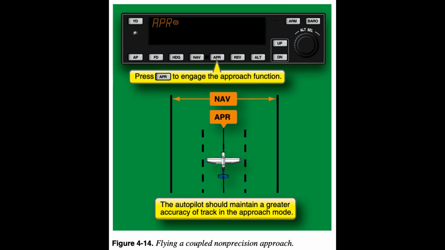Coupled approaches. The approach function is similar to the navigation mode, but flies the selected course with the higher degree of precision necessary for instrument approaches and allows glide slope tracking in the vertical dimension. Most autopilots feature a separate button that allows you to engage the approach function, as shown in Figure 4.14.